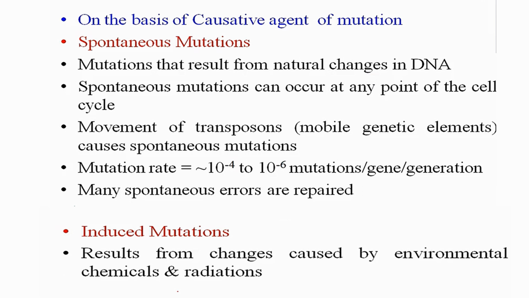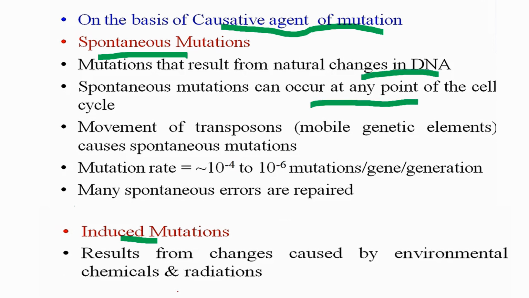So on the basis of causative agent of mutation, mutations can be of two types, spontaneous or induced. In spontaneous mutation, mutation results from natural changes in DNA. It can occur at any point of the cell cycle, and movement of transposons, which are also known as jumping genes, can also cause these kind of mutation. The mutation rate is 10⁻⁴ to 10⁻⁶ mutations per gene per generation. Now you can see it's very less. So you can see how effective is our system. And many of these errors are repaired by a DNA repair system.